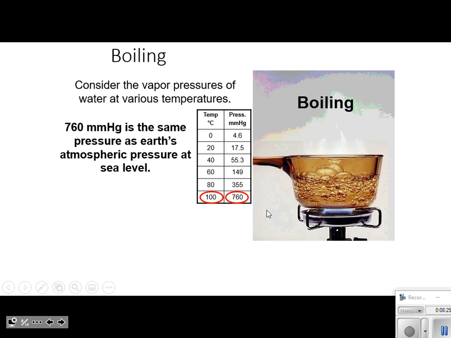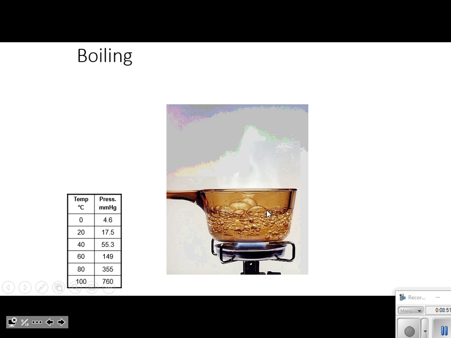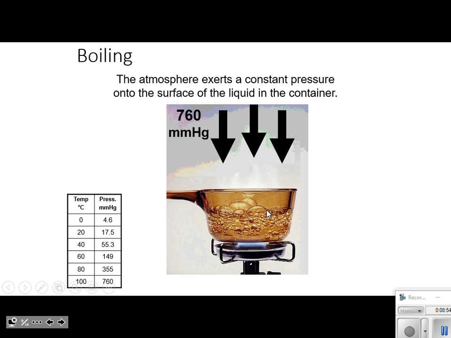760 millimeters of mercury is the same pressure as the Earth's atmospheric pressure at sea level. So at sea level, water boils at 100 degrees Celsius. Now, what is happening as the water is being heated? Well, let's look at this. The atmosphere, if we're at sea level, is pushing down on the surface of the liquid in the container. It's pushing down at 760 millimeters of mercury.